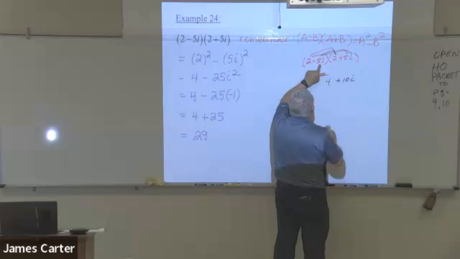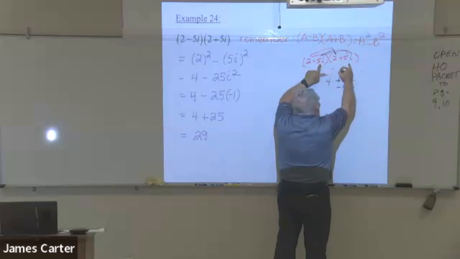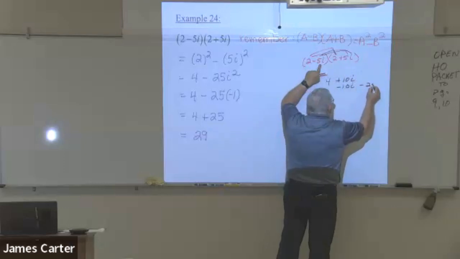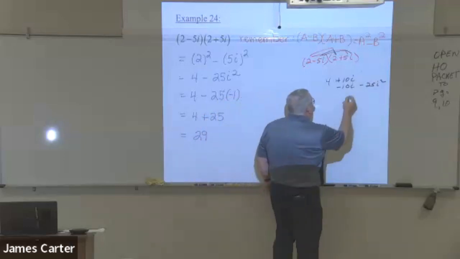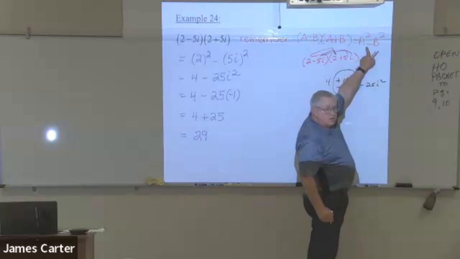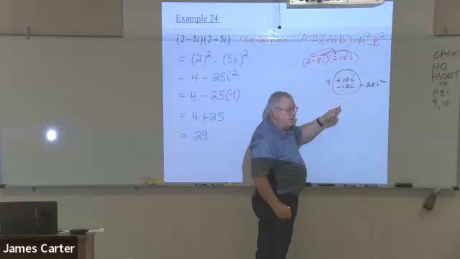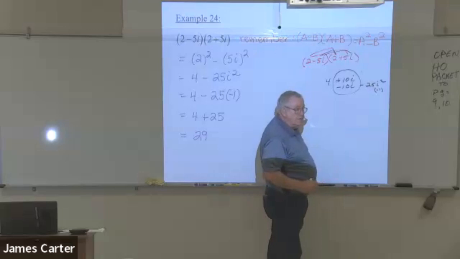Now let's go to this one. Negative 5i times 2 is negative 10i. And negative 5i times positive 5i is negative 25i squared. What happens to these two? They go away. That's why there's nothing in the middle on this one. They will always cancel each other out. And this one will always convert that i squared to a negative.